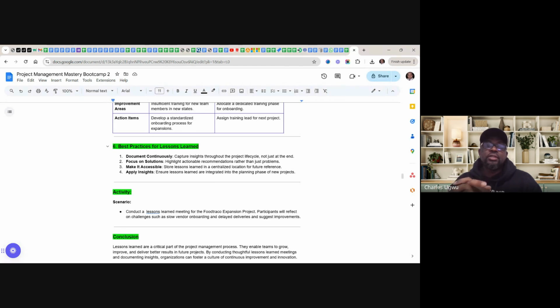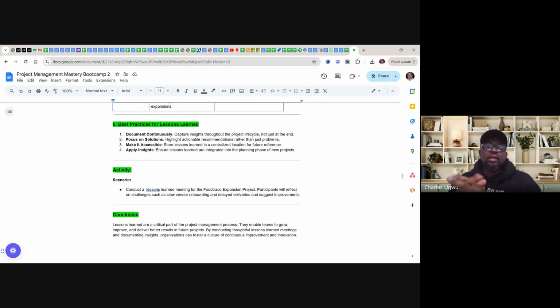Activities: conduct a lesson learned meeting for the food tracker expansion project. Participants will reflect on challenges such as slow vendor onboarding and delayed deliveries, and suggest improvements. Conclusively, lessons learned are a critical part of the project management process. They enable teams to grow, improve, and deliver better results in future.